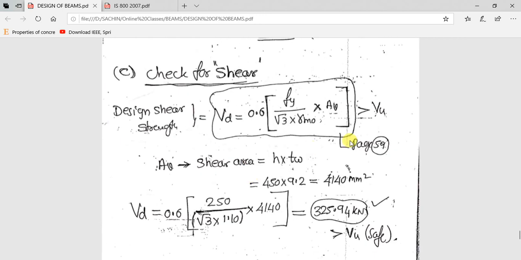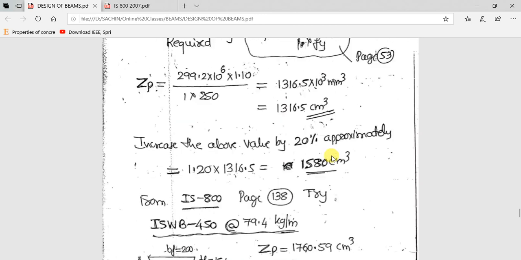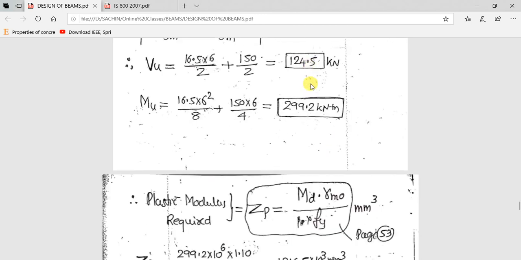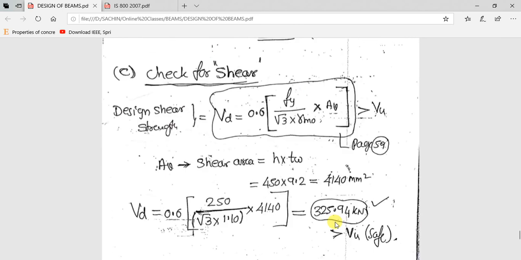So next, check for shear. You'll be using this formula from page 59. Once again, you have to calculate shear area, which is nothing but the height of the section, that is 450, into thickness of web, that is 9.2. You substitute those values, you'll be getting 325.94. So its strength is more when compared to the actual shear force acting over here. The actual shear force acting over here is 124.5 kN, but the design shear strength is 325, so it is safe.